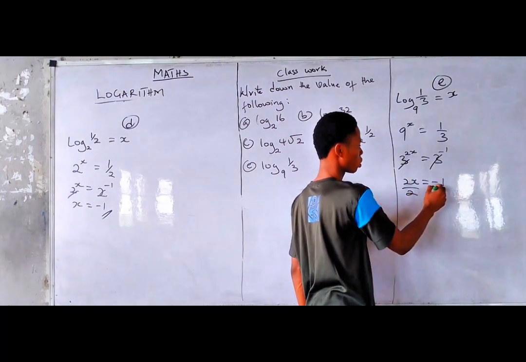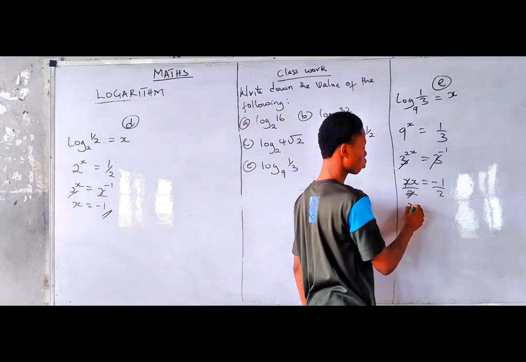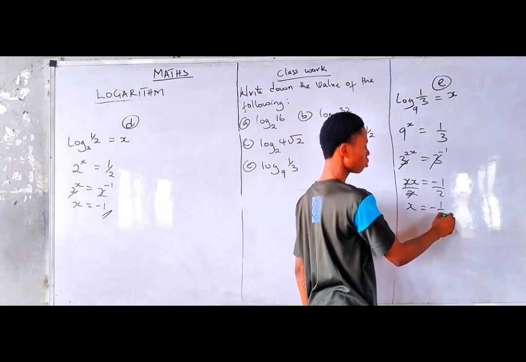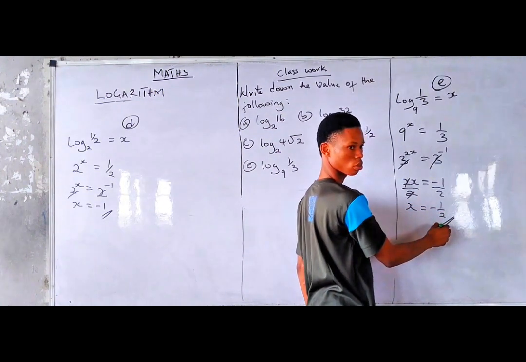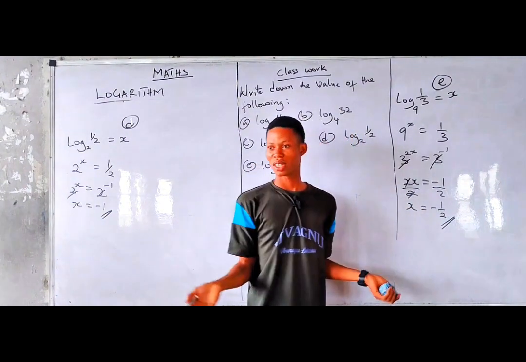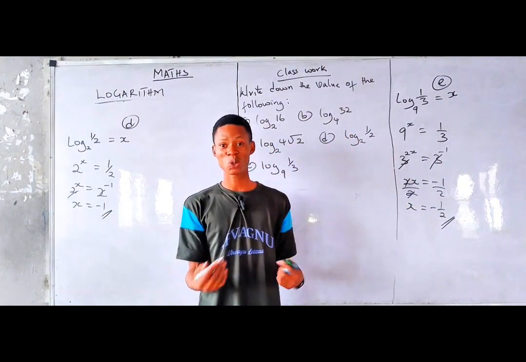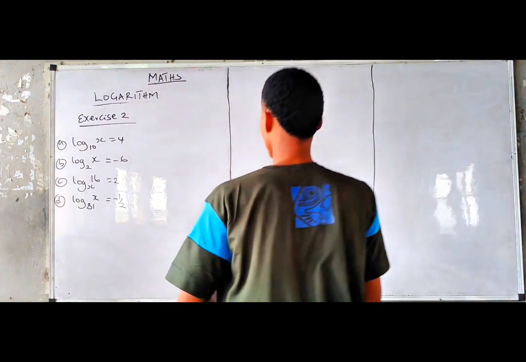Divide both sides by 2. So x is equal to minus 1 over 2. Is that not all? That's all. Alright, let's solve this together.